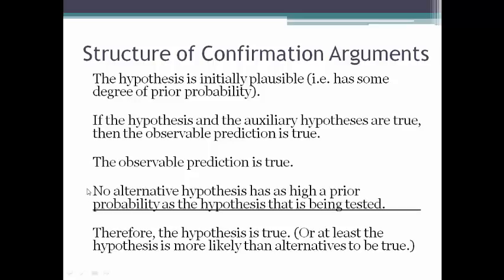And premise 4, no alternative hypothesis has as high a prior probability as the hypothesis that is being tested. From this we conclude the hypothesis is true, or at least we can conclude that the hypothesis is more likely than the alternatives to be true.